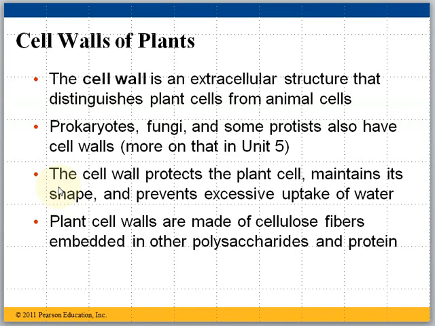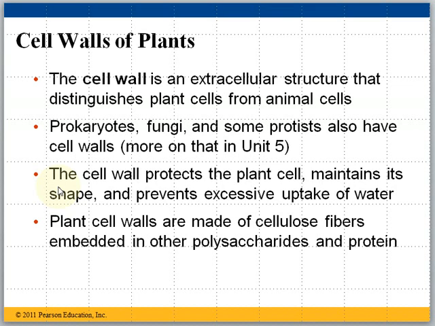So we'll start with the one that's probably most familiar, and that would be cell walls. The cell wall is an extracellular structure that distinguishes the plant cells from the animal cells. Although plant cells are not the only ones that have a cell wall, there are some prokaryotes, so your bacteria and that type of simple creature, the fungi, and there are even some protists that have cell walls. There are some protists that are more animal-like, and some that are more plant-like, and the more plant-like ones may have cell walls.